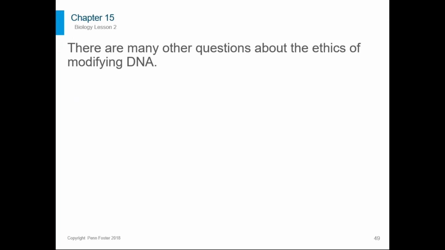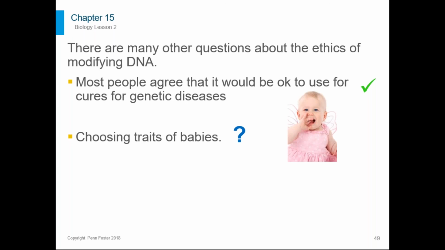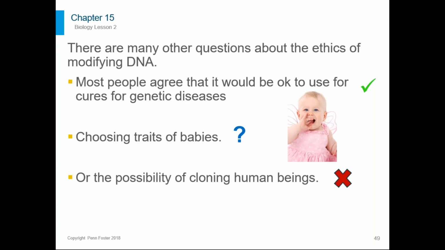And there are many other questions about the ethics of modifying DNA. So most people would agree that, okay, it's okay to use for cures for genetic diseases. You're going to save people a lot of suffering. But then they fear things like designer babies. Can the parents look at the DNA and choose which traits they want their baby to have? A lot of people are much less okay with that, and definitely not okay with what about the idea of cloning human beings.